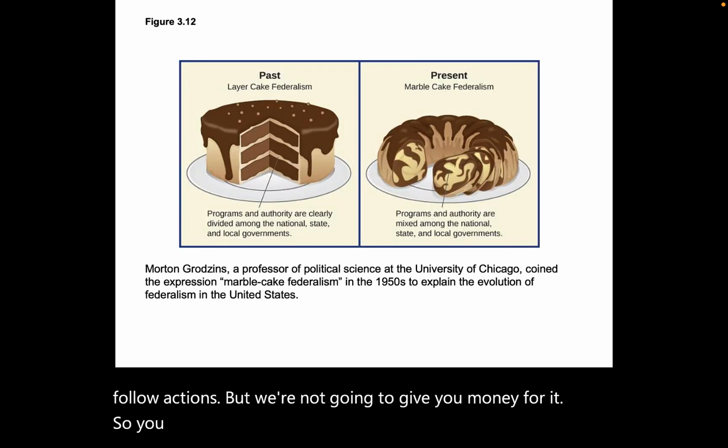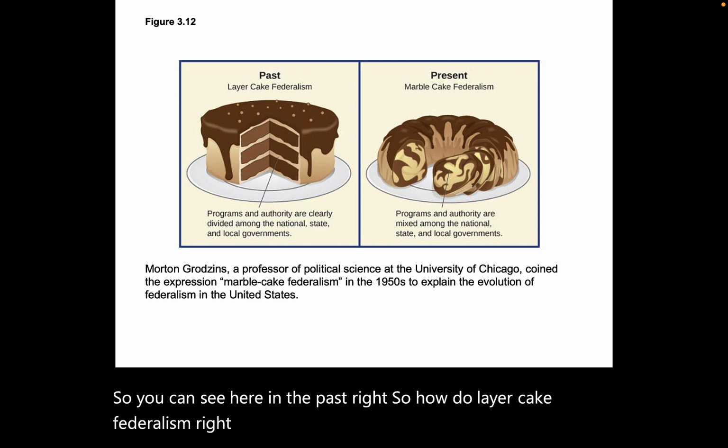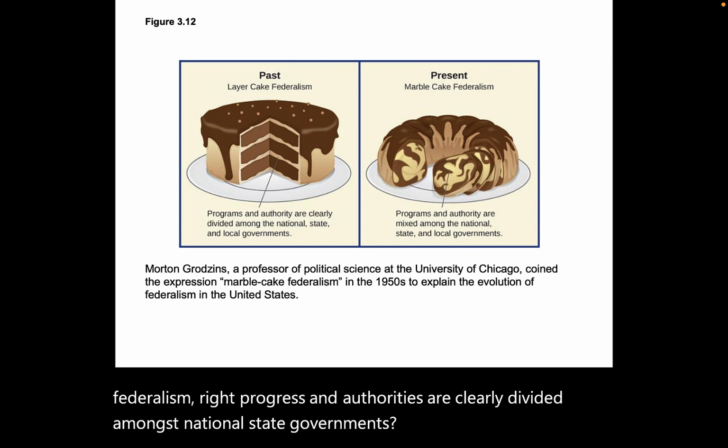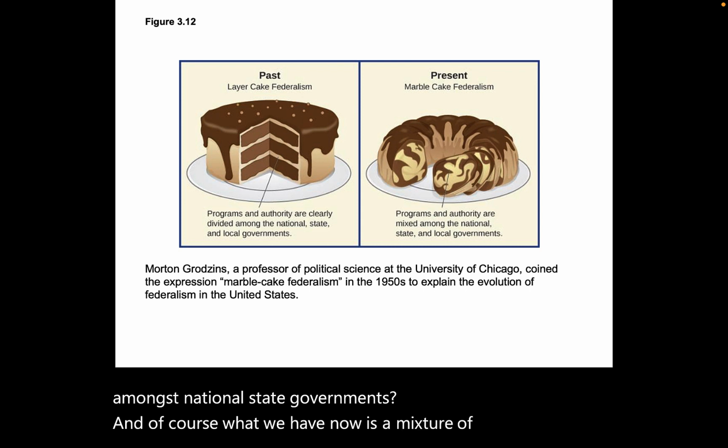So you can see here in the past, right? Layer cake federalism: programs and authorities are clearly divided among national and state governments. And of course, what we have now is a mixture of authority of national, state, and local governments.